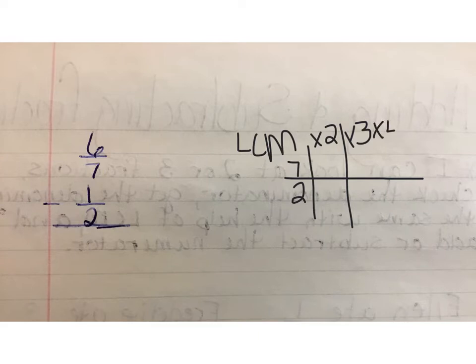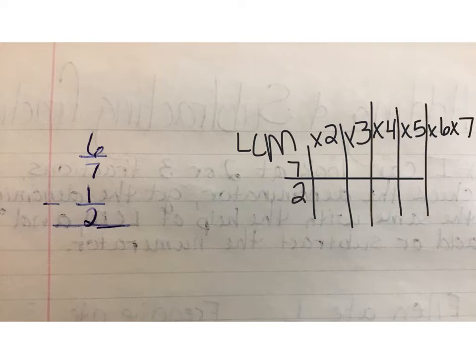Times 4. Times 5. Times 6. Times 7. There we go. Okay. So 2 times 2, 4. 2 times 3, 6. 2 times 4, 8. 2 times 5, 10. Why am I focusing on the 2? Because it's smaller than the 7, and I'm probably going to have to go further out with the 2 than the 7. So I'm going to start there. 2 times 6, 2 times 7.